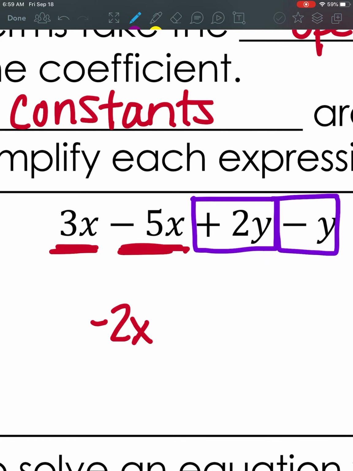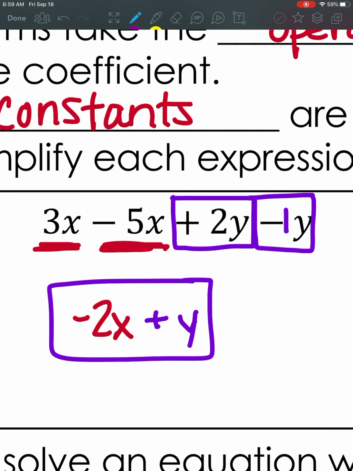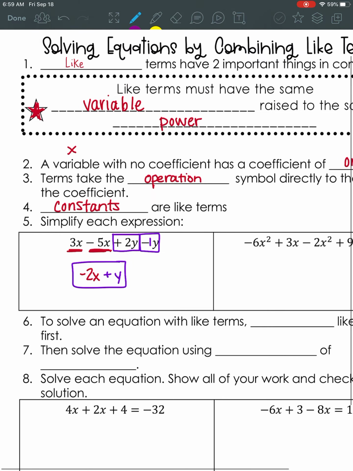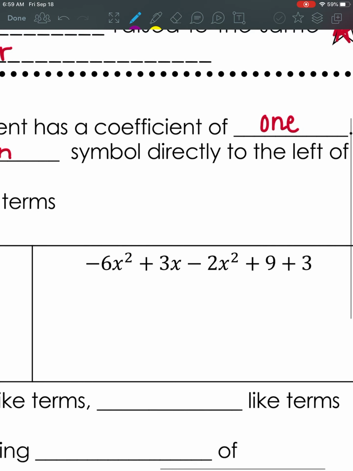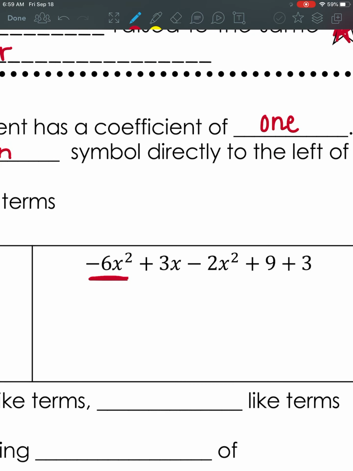And then you can either do a different color or you could do different shapes to show 2y, positive 2y, minus y. And remember, there's really a 1 here. So 2 minus 1 is positive 1, so we could write it as plus 1y, or 1y is the same thing as y. So negative 2x plus y is the exact same thing as that first expression we started with. It's just shorter. Okay, same thing over here.